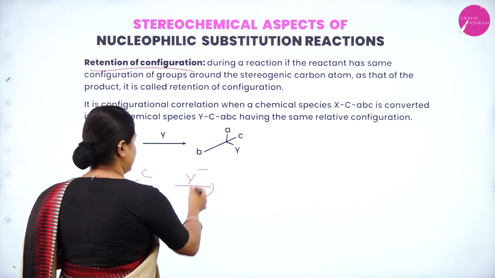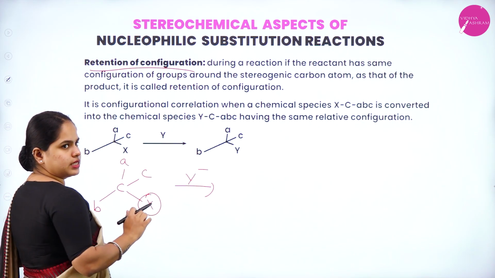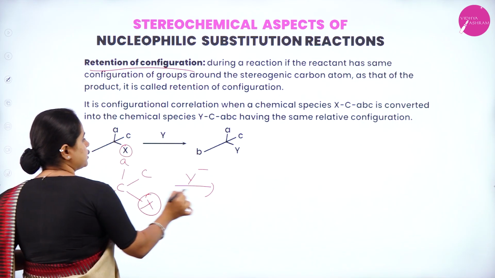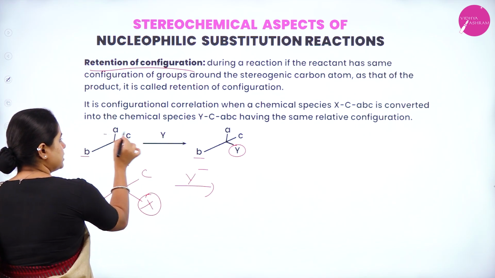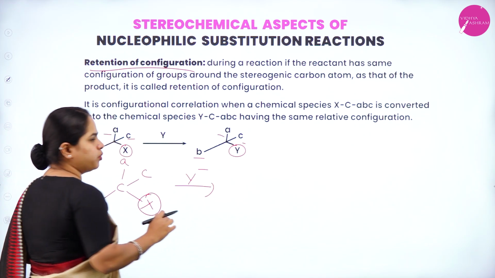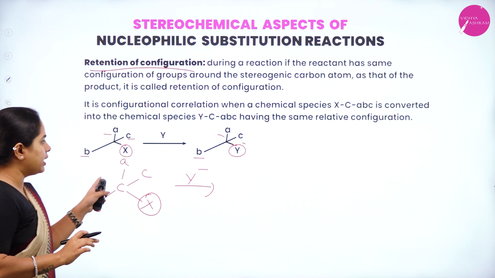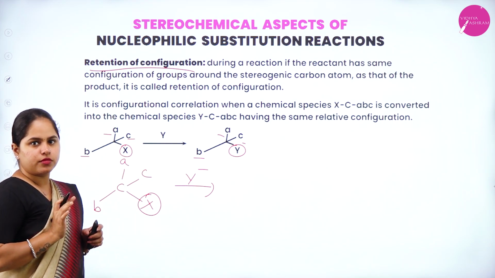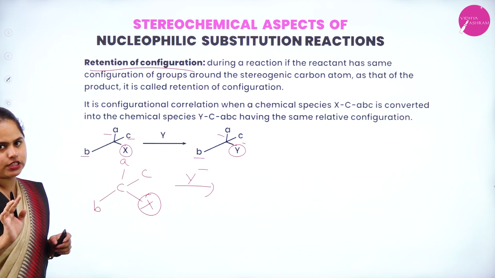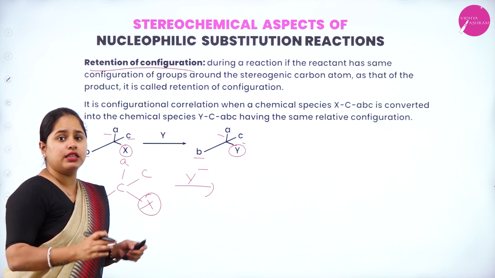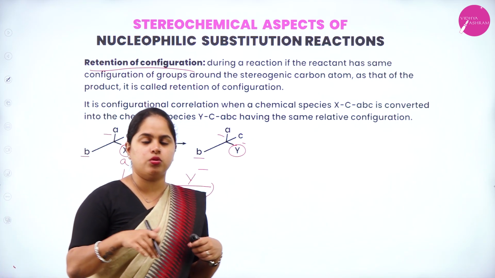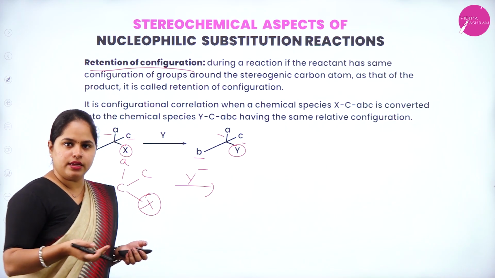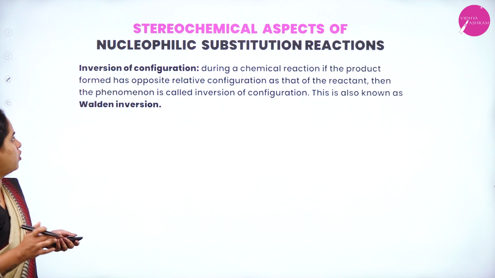And you can see here, the configuration is exactly the same. Instead of X, Y has come here. B is still here, A is still here, C is still here. Their positions have not changed. Only X is being replaced by Y. That is the only change which is happening. So this is what we call retention of configuration. Only substitution is taking place. There is no change in the position of any other atom. So this is called retention of configuration.